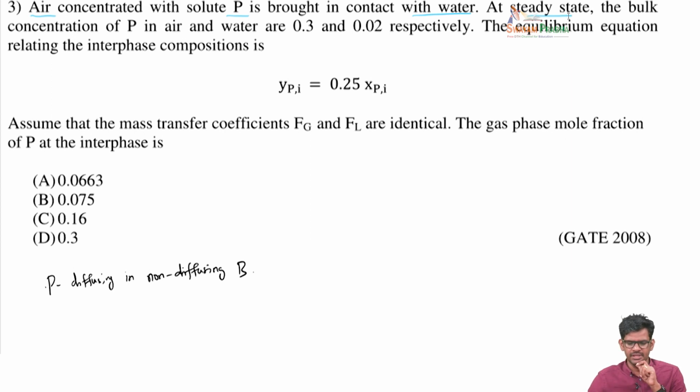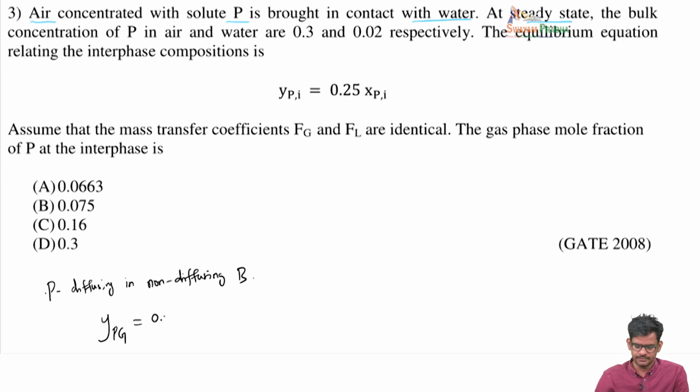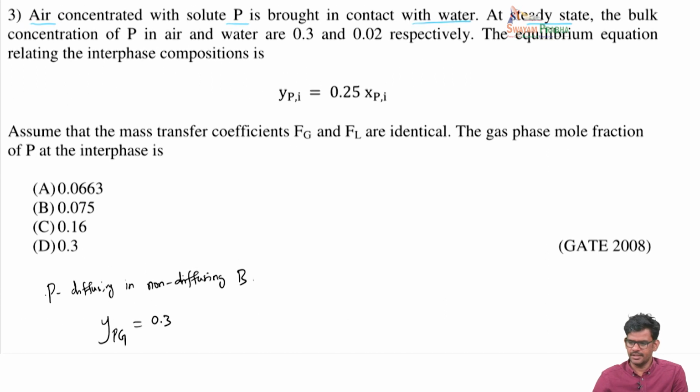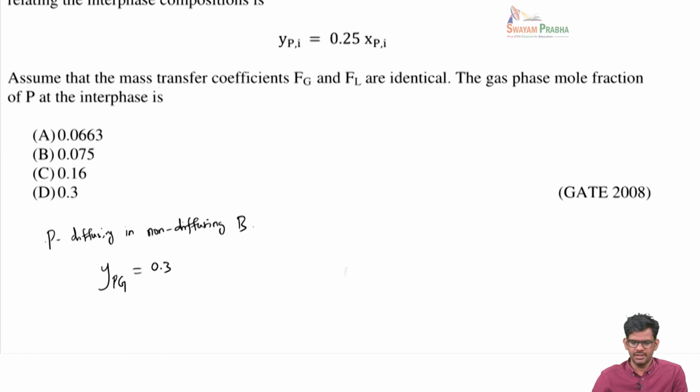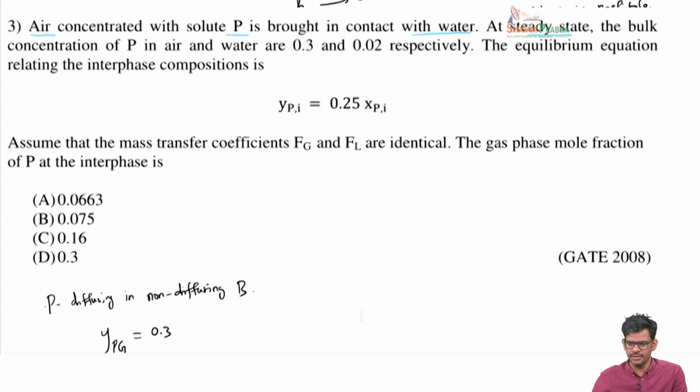Bulk concentration of P in air and water are given. Okay, so what notation should we use? Bulk concentration of P in air. What's the notation? YPG. Yes, very good. YPG. Okay, you should be able to adapt the notation for a given situation like this. So YPG is 0.3, and then the bulk concentration of P in water, what's the notation? XPL is 0.02.